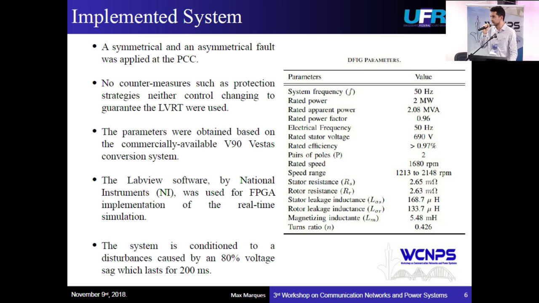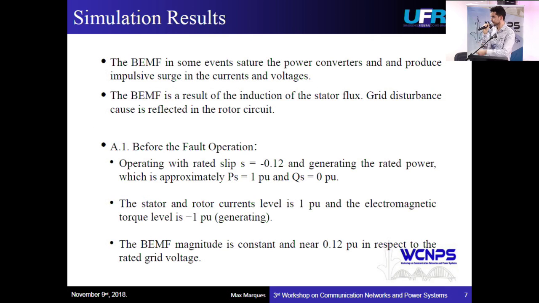So a system was implemented, with a symmetrical and asymmetrical fault applied at the PCC, and no countermeasures were used, neither protection nor counter strategy. The parameters are obtained based on the commercially available V90 versus conversion systems, in order to resemble it, and the software LabVIEW was used. The system is subjected to a disturbance caused by an 8% voltage sag, which lasts 200 milliseconds. In the table, some parameters used in the simulation are specified. Before the fault operation, the slip was minus 0.12, and the Benz magnitude is near to this slip, as I showed you before.